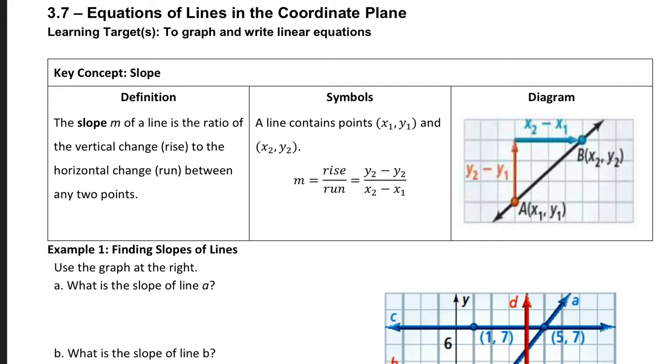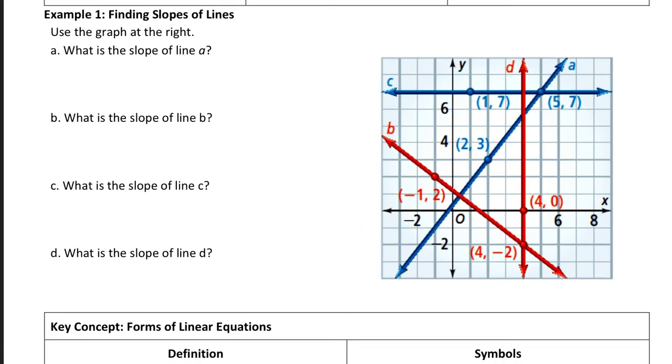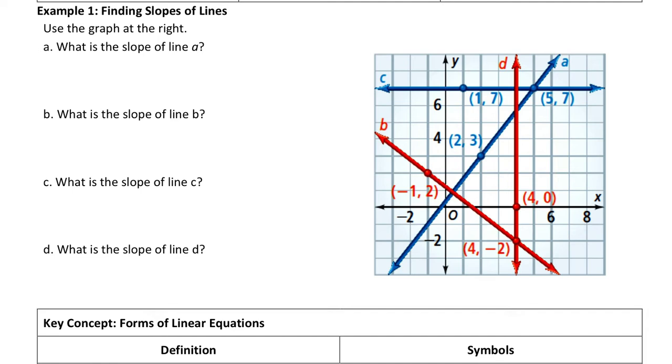So when a line contains 2 points, you take the ratio of the difference between the y values over the difference of the x values. So that's the rise over the run. So in example 1, we're going to talk about how to find the slopes of lines using that formula at the top.